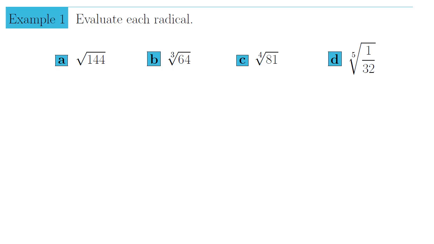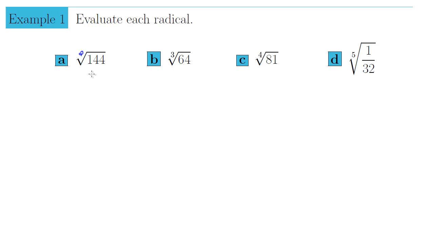Here's our first example. We have a bunch of radicals to evaluate. Evaluate each radical. There's a bunch of different kinds of roots. There's a square root. Even though it's not written, you should think of this as a 2 here, a square root. There's a cube root, there's a fourth root, and there's a fifth root. The difference between each of these types of roots is how many identical factors we're looking for in the number underneath. So in part A, because it's a square root, we're looking for 2 identical factors.